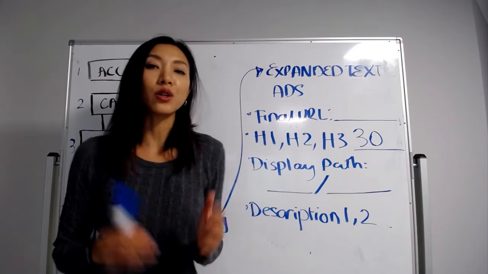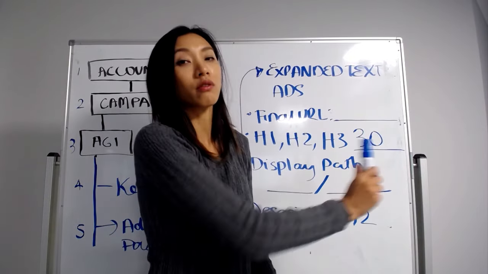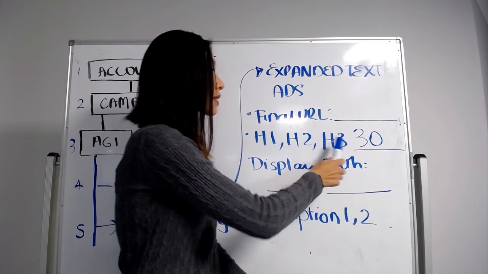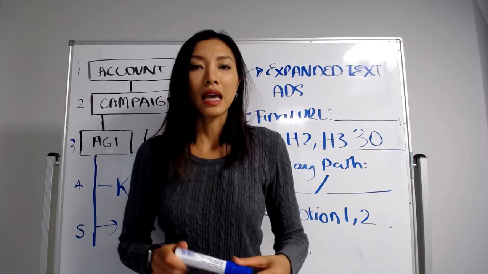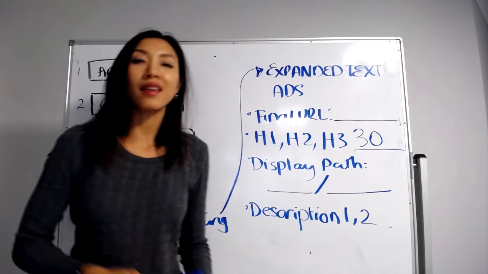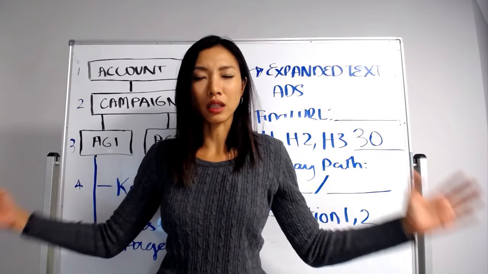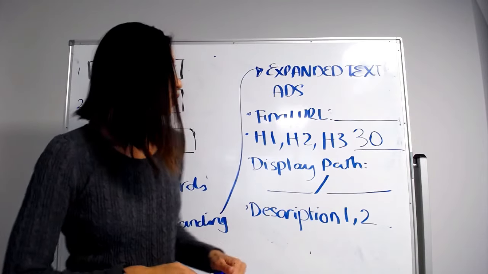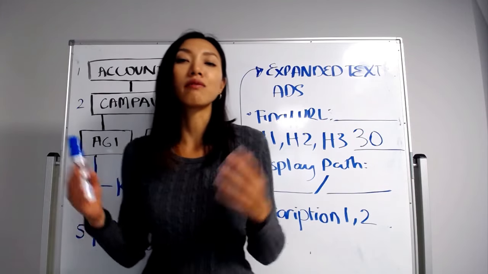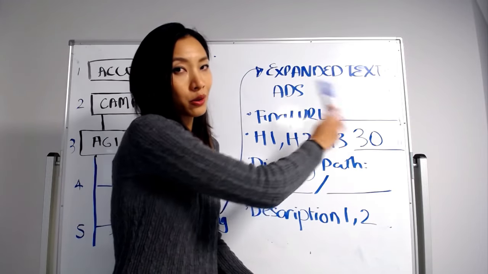Headline 2 would be a unique selling proposition, as in what makes your product, your ad, stand out from the rest of the competitors. And headline 3, I usually put the brand name of the business in headline 3 simply because it doesn't always appear on desktop devices. For display path, that's not your landing page URL. Sometimes your landing page URL could be really long, and what Google allows you to do is to place keywords inside the display path to give people an idea of what this page is about. So don't confuse that with the final URL.